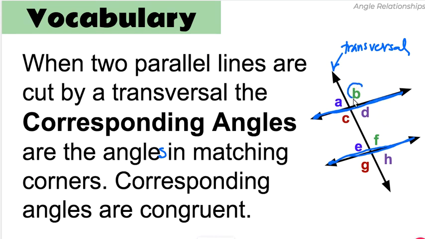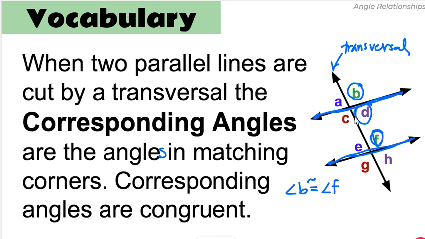So do you see how B is in the upper right corner? F is in the upper right corner of this section. So if I look at this top section on its own, B is in the upper right-hand corner. If I look at just the bottom section on its own, F is in the upper right corner. If I were to pick up this section and lay it right on top of this section, they would match up perfectly. So my corresponding angles are always congruent. B corresponds to F. Angle B is congruent to angle F.